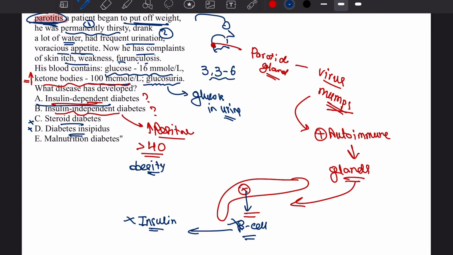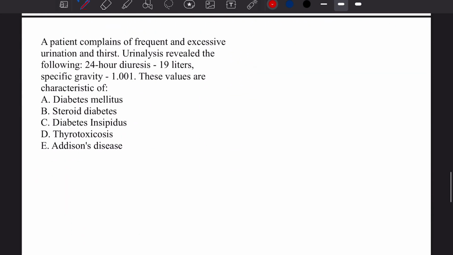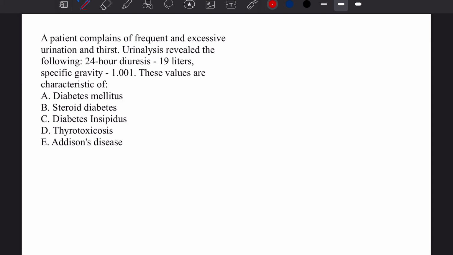Diabetes insipidus, how can we exclude this answer? In diabetes insipidus, we will not have increased glucose in the blood, only polyuria. Okay. Next question. A patient complains of frequent and excessive urination and thirst. Urine analysis revealed the following. So he has polyuria and polydipsia. He has diuresis, or urination in 24 hours, they take it 19 liters. And they did not mention anything about glucose. So it's surely a problem with reabsorption of water back to the blood, and no vasopressin: diabetes insipidus.